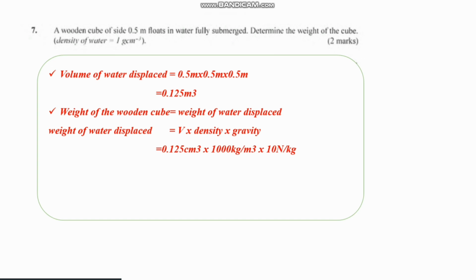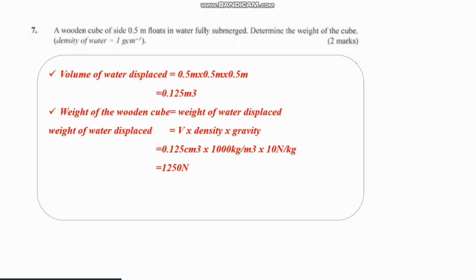And if we substitute all those in the formula, we get 0.125 cubic meters. There is an error here, it is supposed to be cubic meters. You multiply by 1,000 kilograms per cubic meter, and you multiply by 10 newtons per kg. 10 newtons per kg is the gravity on the earth, and this will give you 1250 newtons.